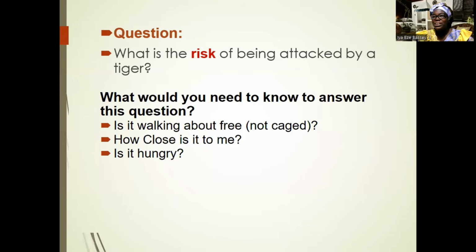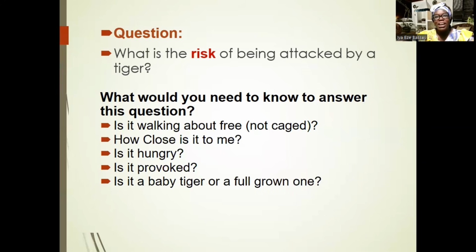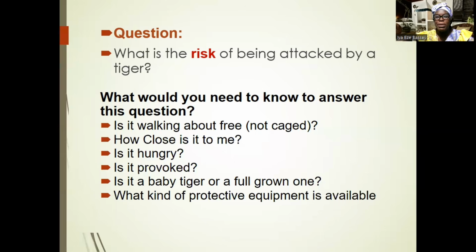Another question you need to ask yourself is, is that tiger hungry? Has it just been fed? Is it looking for its next meal? You want to ask, is it angry? Is it provoked? Or is it calm, just looking at me? Is it a baby tiger, or is it a full-grown one? You know that the damage caused by a full-grown tiger will be far, far worse than that caused by a baby tiger.